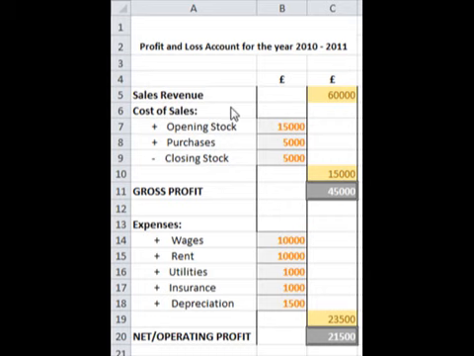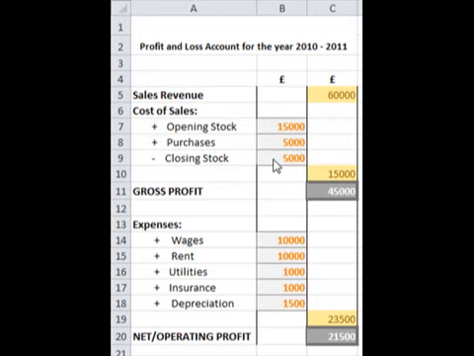Next we have our cost of sales, also known as purchases. Here we have our opening stock, which is £15,000, our purchases, which are £5,000, and our closing stock, which is £5,000.